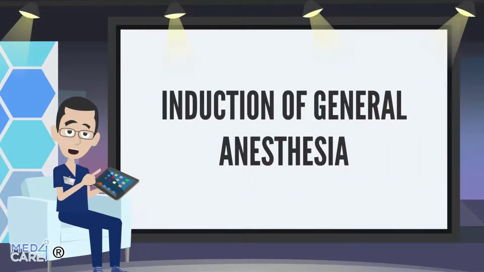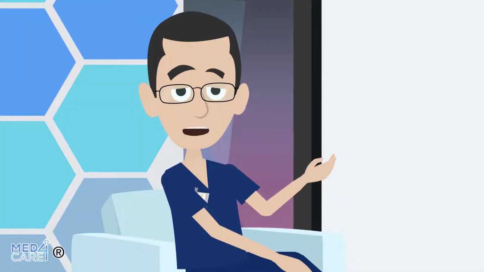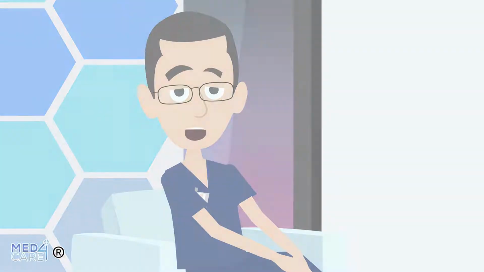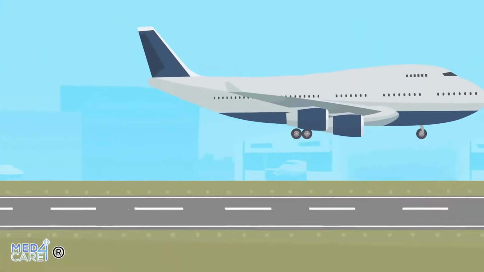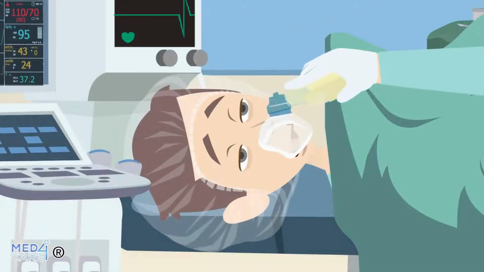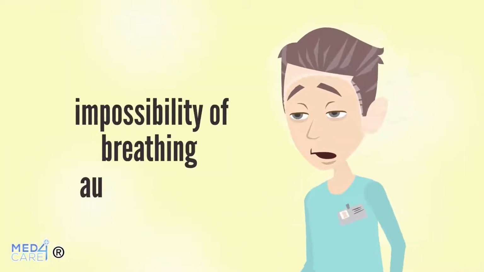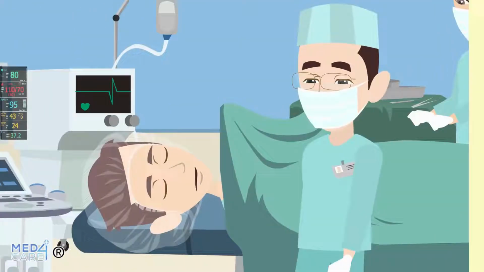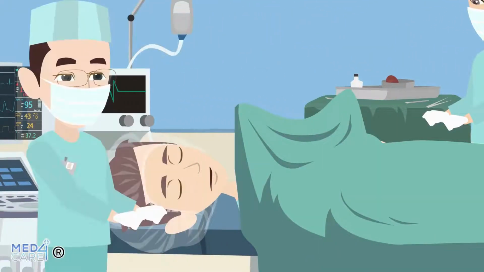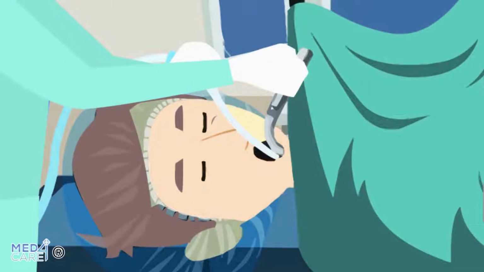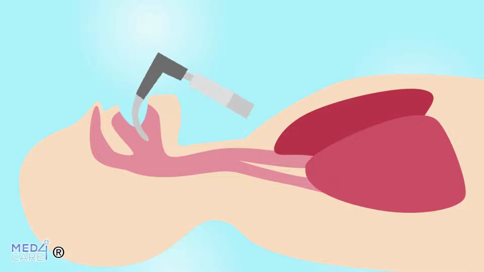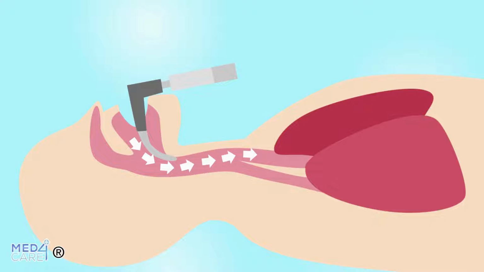Induction of general anesthesia. Induction of general anesthesia is a phase comparable to the takeoff of an air flight. As the airplane passes from the runway to the air, the patient goes from the waking phase to the phase of deep sleep and the impossibility of breathing autonomously. For this reason, once deeply asleep, the anesthesiologist proceeds to the management of the airways, that is, to the positioning of a device that allows air to be insufflated into the patient's lungs.